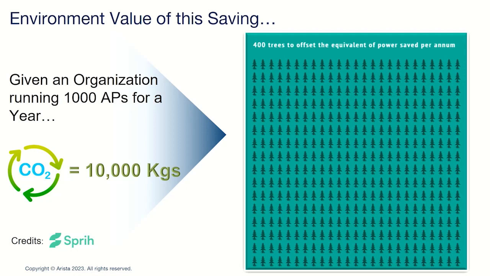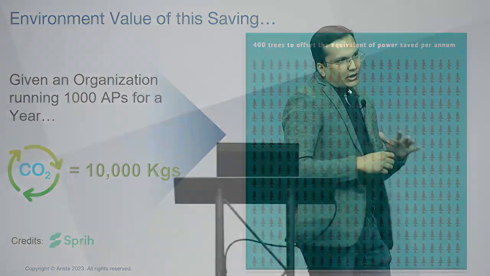So we went ahead and analyzed the environmental benefit of this saving. The average power we are saving, if you extrapolate that to 1,000 APs deployed by an organization for a year, equals 10,000 kilograms of CO2 carbon footprint. That is equal to planting 400 trees to absorb this much carbon dioxide. So that's the impact of this saving. And that's what we want as a Wi-Fi community, to go ahead and start putting efforts towards the sustainability of the access point as well.